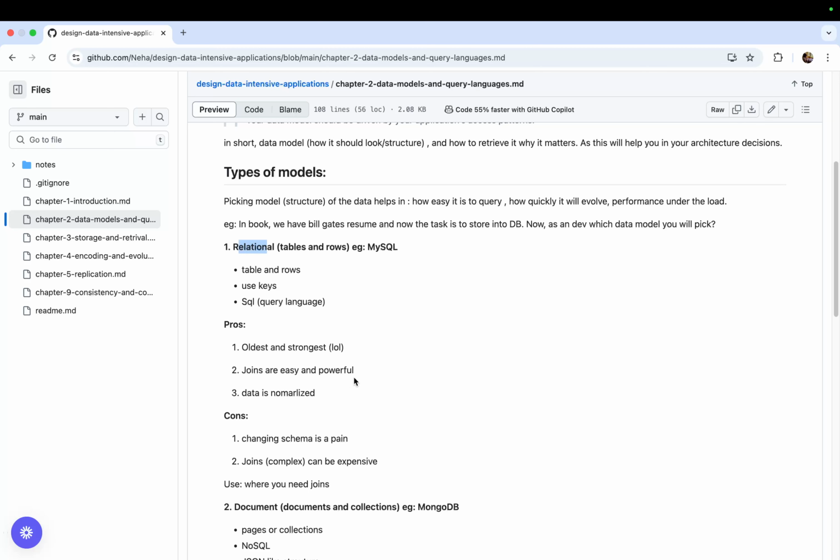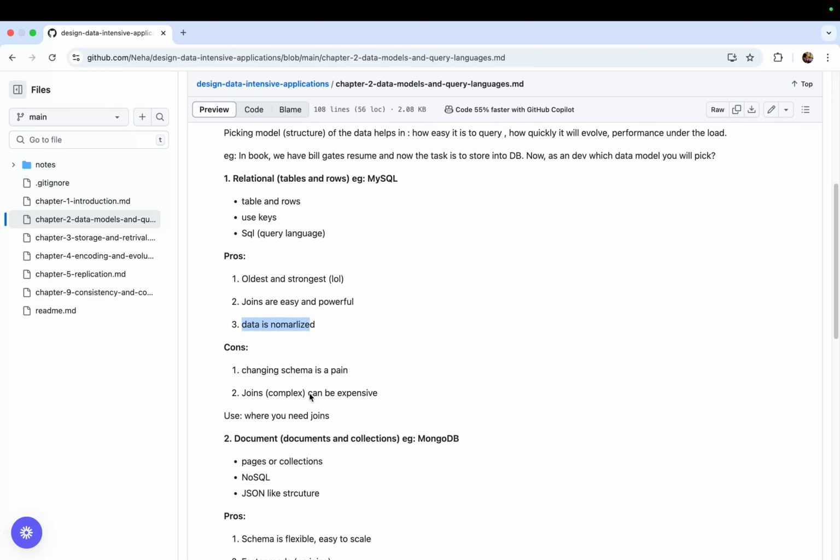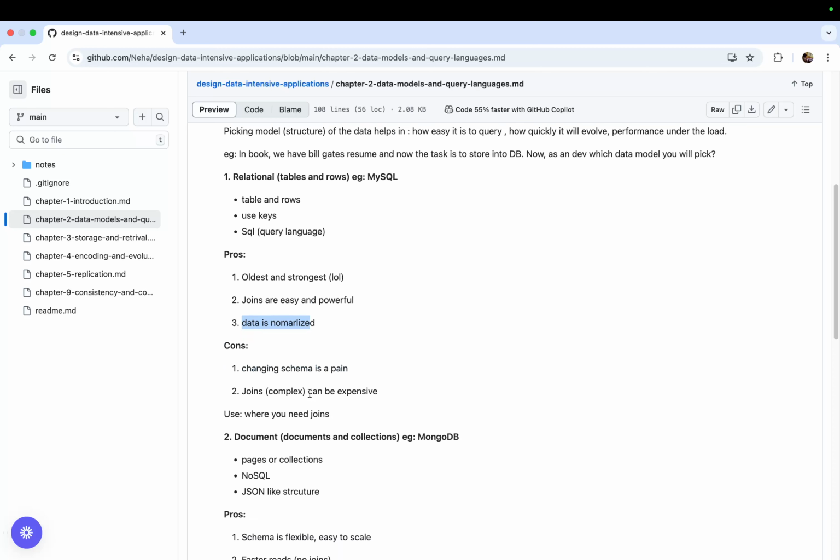So whenever I need to query something out of it, I can just write the joins and get the required information from multiple tables. As well as in SQL, writing the queries is pretty straightforward, so easy peasy to write. And data is normalized because I have now distributed that Bill Gates resume in different tables. But it doesn't mean it is the best one. If I have to change the schema, if a change came in the resume template, I have to go through a pain to change everything.